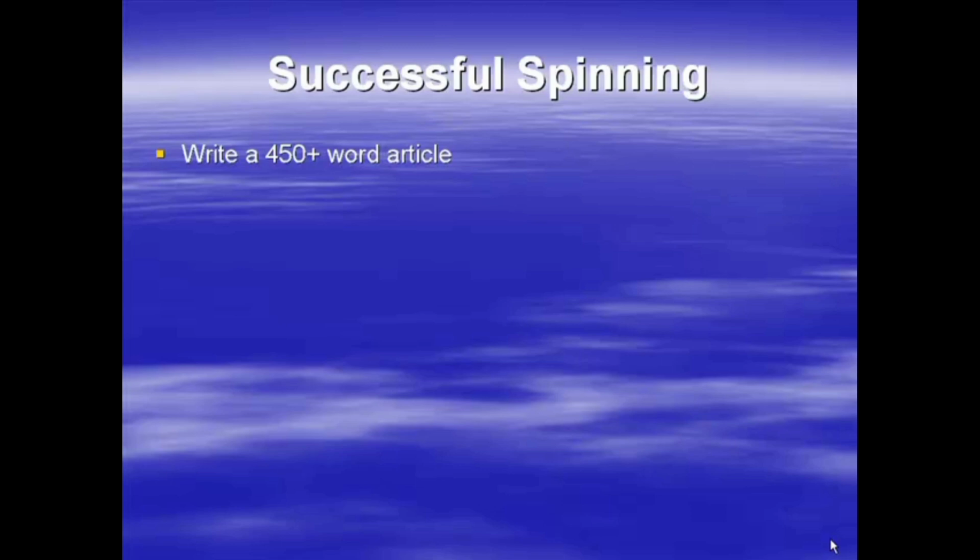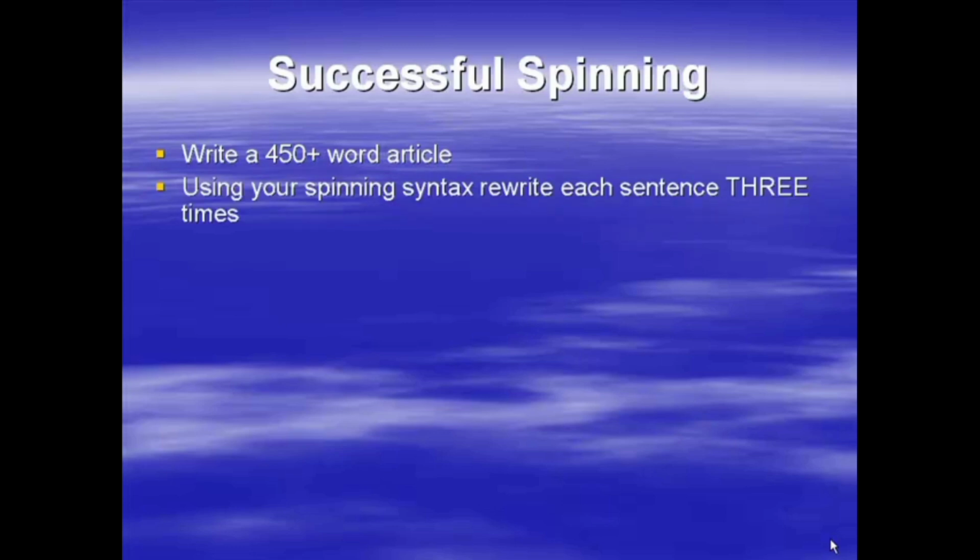So somewhere around that. Once you've done that, you then want to use your particular spinning syntax to rewrite each sentence 3 times. Now, this will vary according to what type of spinner software you're using, but basically you rewrite each sentence 3 times. And you will find that perhaps you can't rewrite all of them. You may find that some of them you can only rewrite once or twice. Other sentences you may be able to rewrite 5 or 6 times. So, you know, 3's a sort of average you're looking for. So some will be less and some will be more. If you can rewrite it a number of times, rewrite it that number of times.